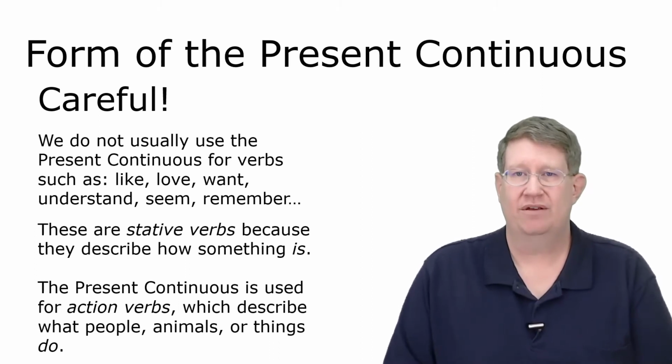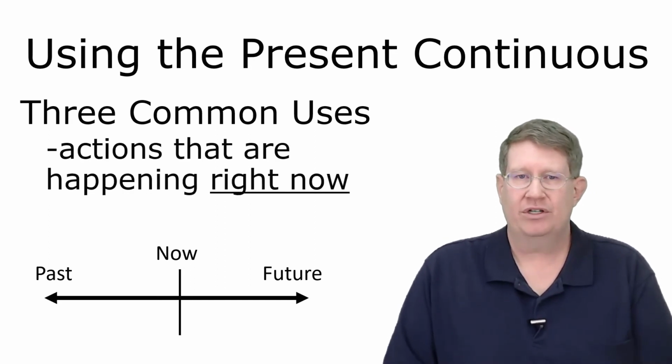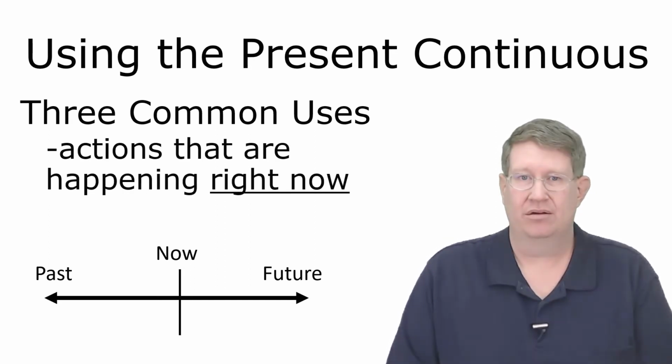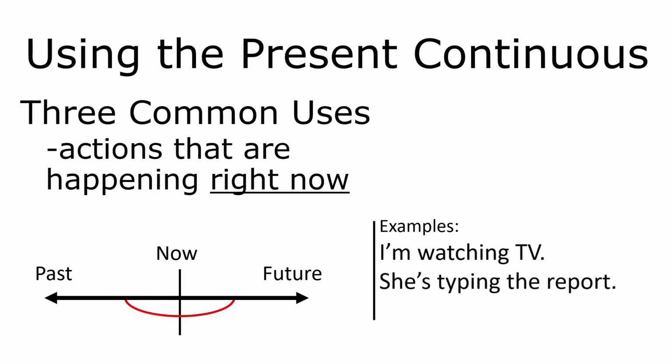Now switching to the function of the present continuous, there are three common uses. First of all, for actions that are happening right now. So let's look at some specific examples. I'm watching TV. She's typing the report. We're eating breakfast. When are these things happening? Yeah, they're happening right now.